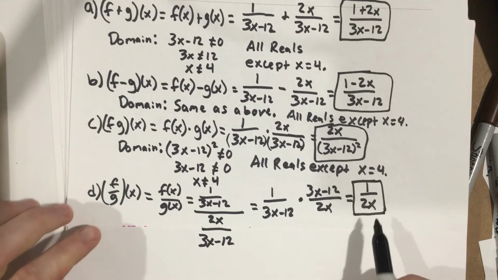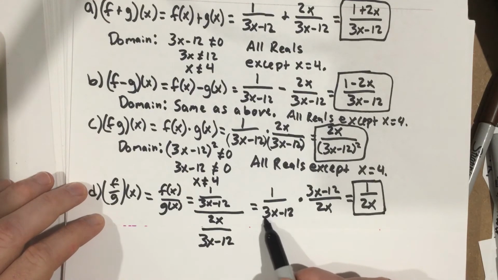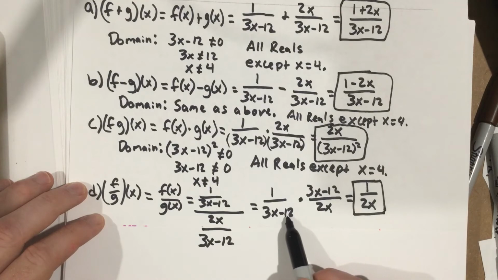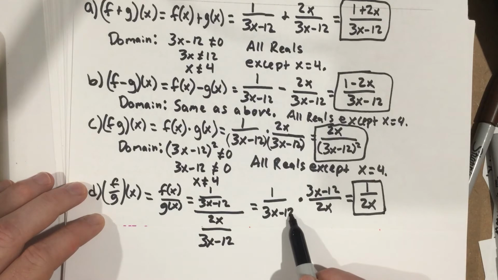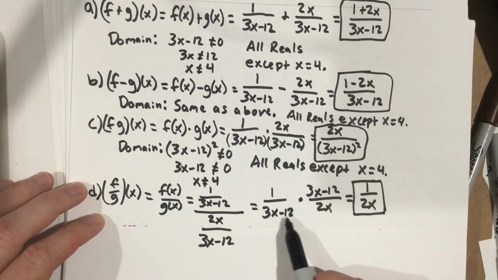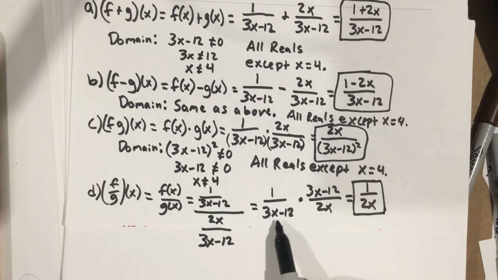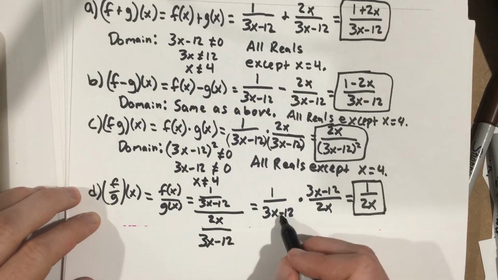Well, the domain of this expression, now we have to kind of watch ourselves here. Because we canceled this out, this 3x minus 12, that doesn't mean that that isn't still part of the domain. So technically, although it's 1 over 2x because we cancel these out, we have to consider 3x minus 12 as part of the domain, because if we plug a 0 in, we're going to get a 0 on the denominator there. So we need to consider 2x, right, and 3x minus 12.